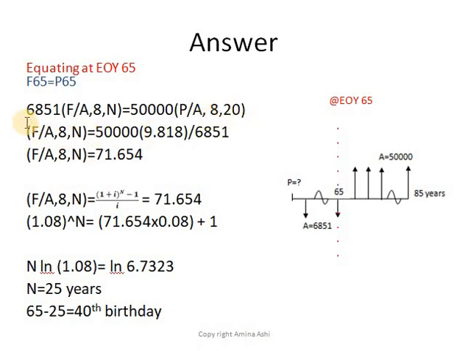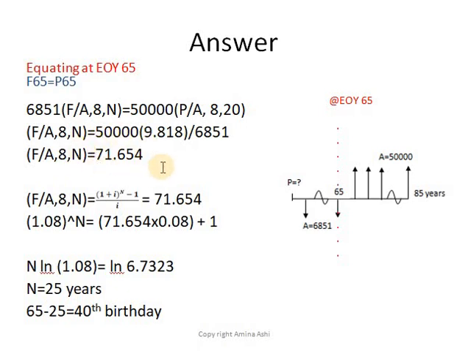Here I'm getting the future of this annuity. So F equals A into F knowing A, I, N. Here I'm getting the present of this annuity. So P equals A into P knowing A, I, N. By equating these sides, you will get the value of the factor F knowing A, 8%, N.